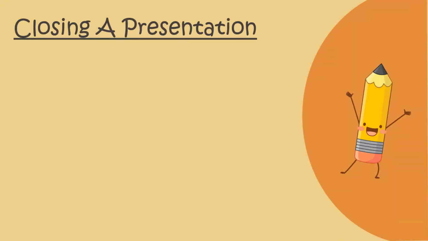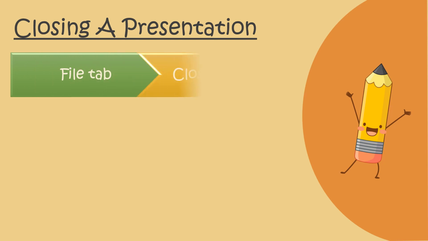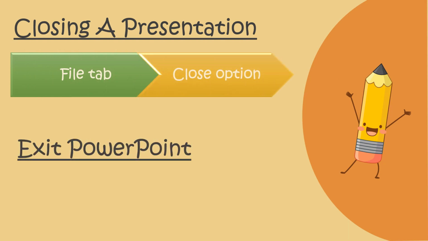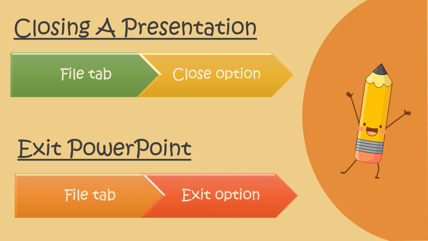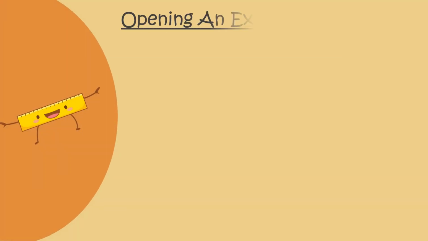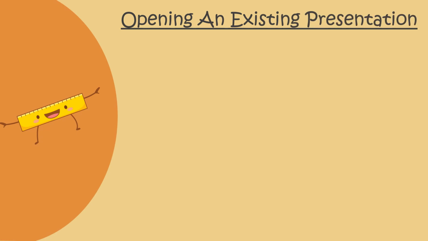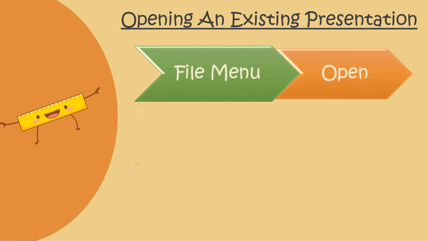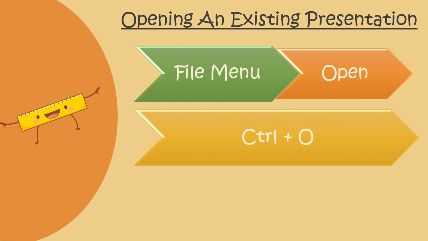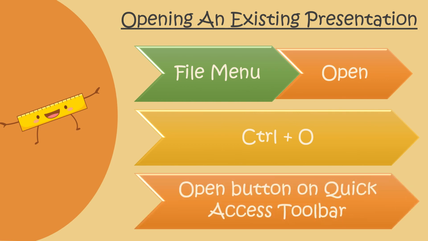How to close a presentation? File tab, Close option. It will close your presentation. Then exit PowerPoint. How to close PowerPoint? Click on the File tab and click on the Exit option. How to open an existing presentation? Click on the File tab, Open option, then the Ctrl plus O shortcut key, and the third is the Open button on the Quick Access toolbar. These are the three methods to open an existing presentation. You can use any one of them.